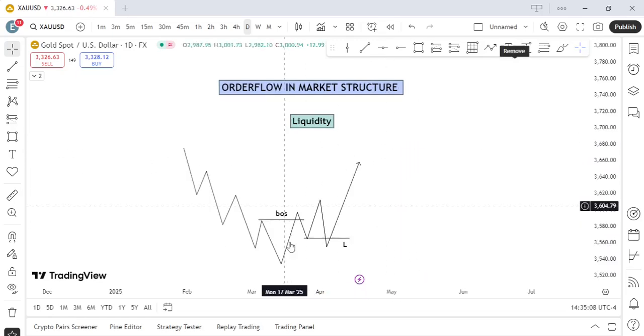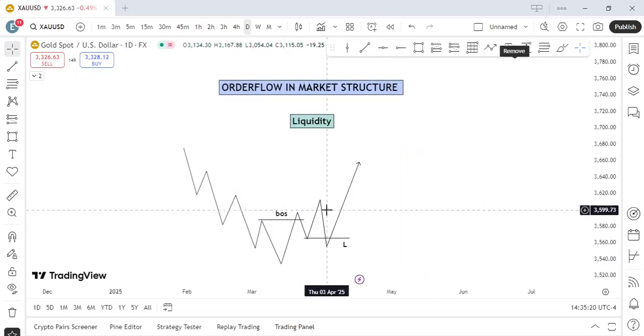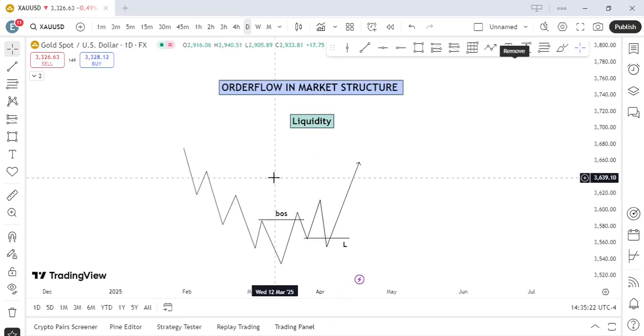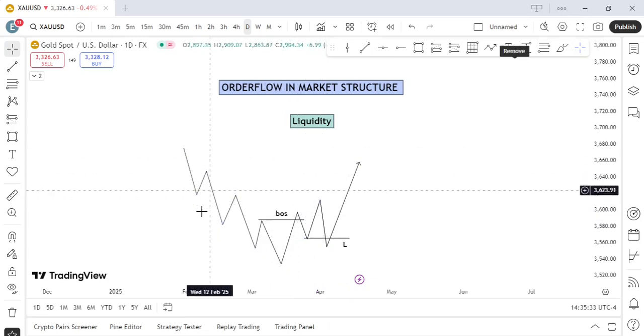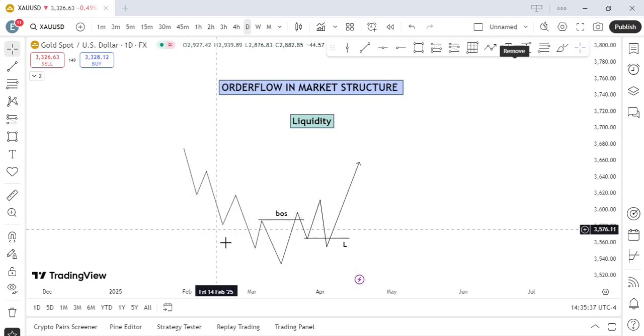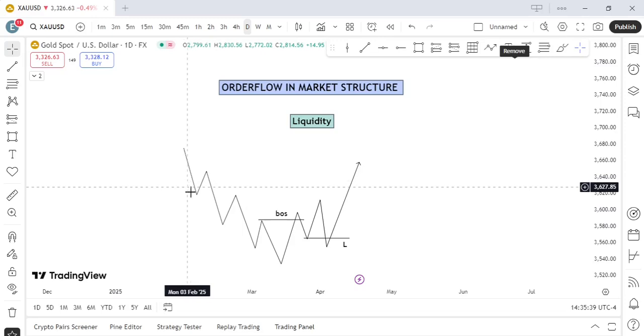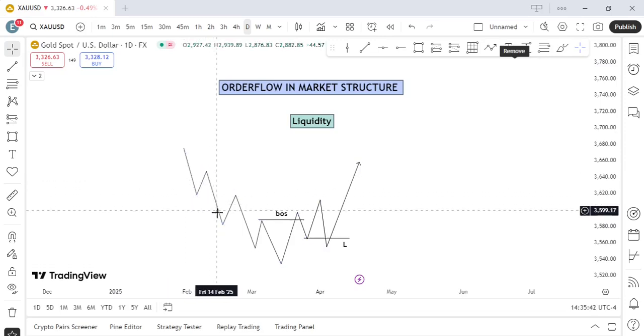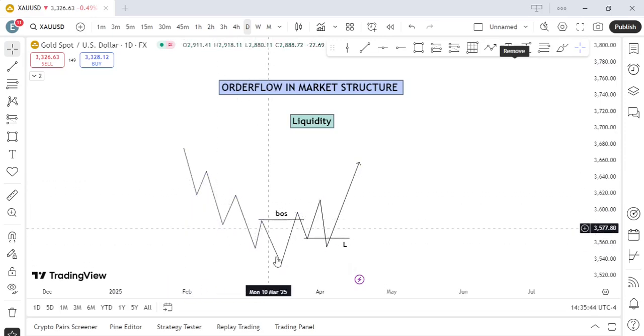Okay, so we also have liquidity. Now there are many types of liquidity, but there's a specific type of liquidity I want us to talk about. Say for instance, price is currently on a bearish momentum. So you can see price coming all the way down. This is an expansion. This is a retracement. Price expands, retraces, expands, retraces, and expands all the way down.